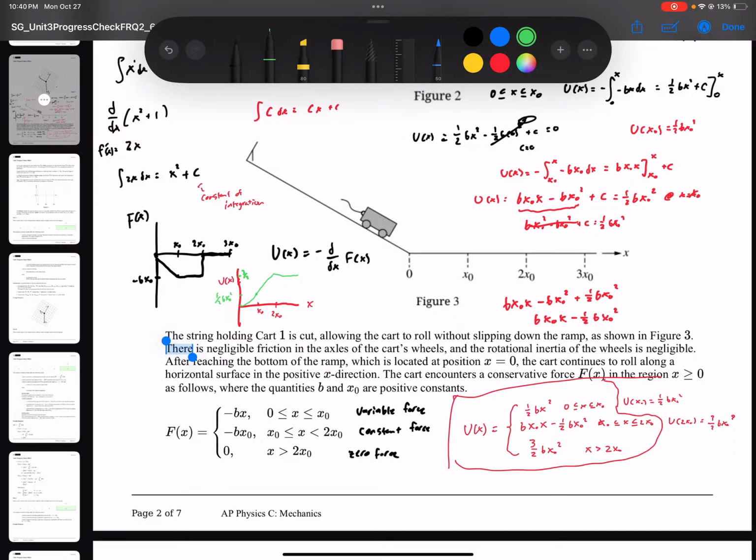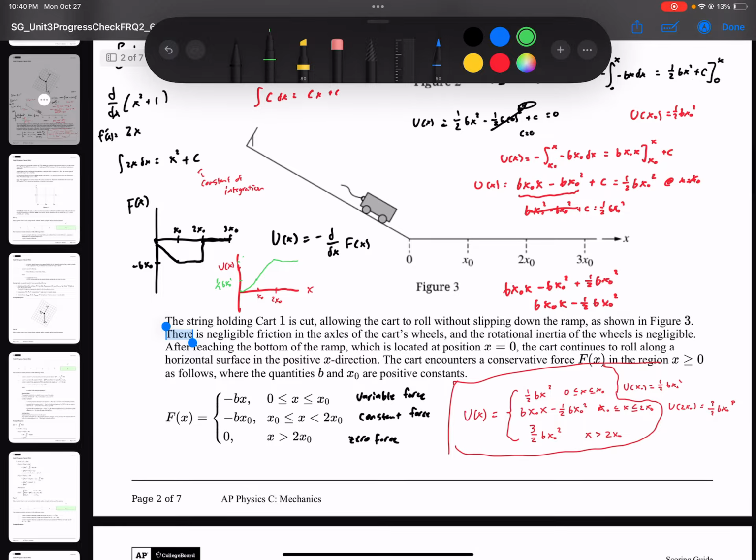All right, let me use this. This is getting cluttered. Okay, so this is 3/2 bx naught squared. Something else I want to mention here is if you evaluate the integral from 0 to x naught and then from x naught to 2x naught, it's going to tell you how much energy is stored in the field over that region, right? For the first part, the total energy stored by the conservative force is 1/2 bx naught squared.